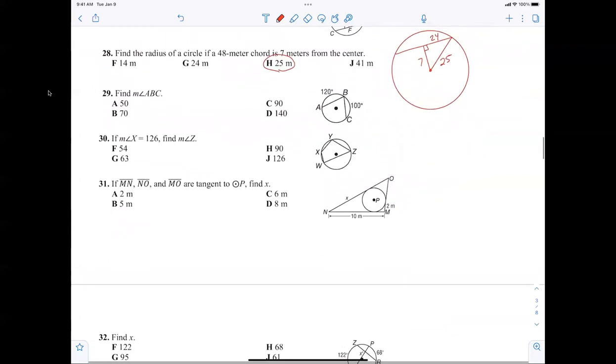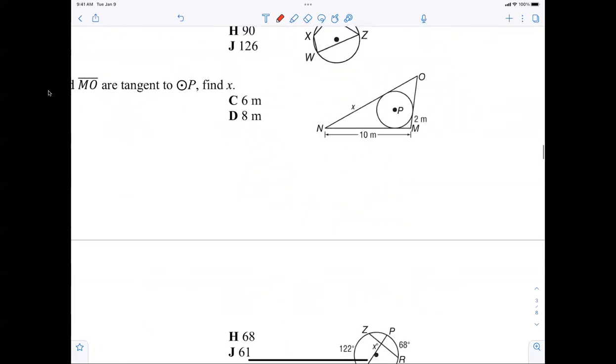All right. So measure of angle ABC. What do we got? 70. Everybody okay with that? Because again, 120 plus 100 is 220, which makes this 140, and then the inscribed is half the arc. Angle X is 126, so angle Z is going to have to be what? Opposite angles of an inscribed quadrilateral are supplementary. All right.